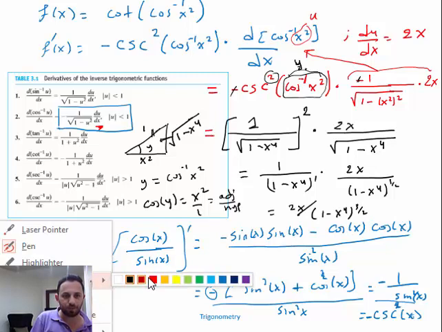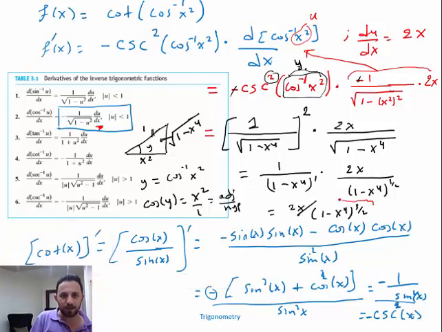Okay, this is the final answer. It is 2x over 1 minus x to the power 4, all radical, by power 3 over 2.